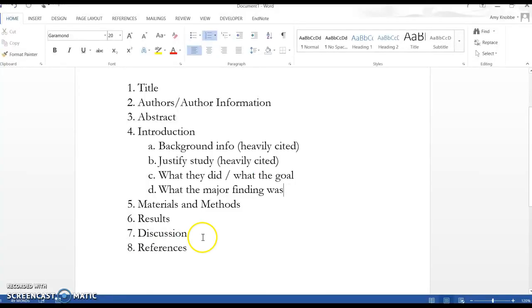So again, if we go back, what they've done is they've provided background information. They've justified their study. They've told you what they did, what the goal was, what their hypothesis was. And then this paper doesn't do it, but frequently the very last sentence of the introduction tells you what the major finding of the paper was. So we will stop here and we'll pick back up with what you should do after you've read the introduction and you have a sense of the necessary background information and what they're looking to do in this particular study.